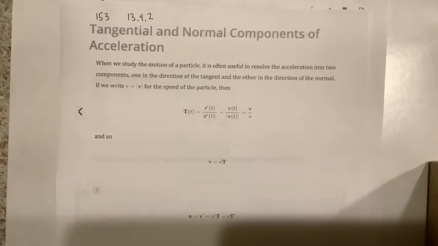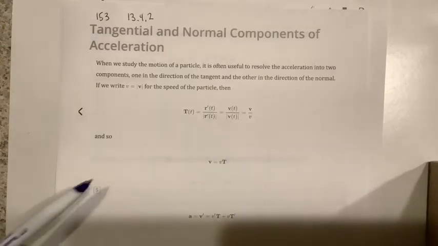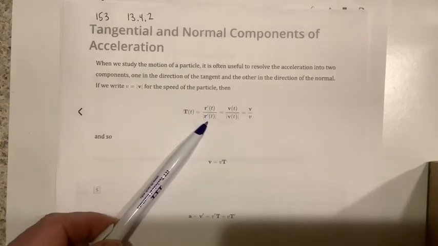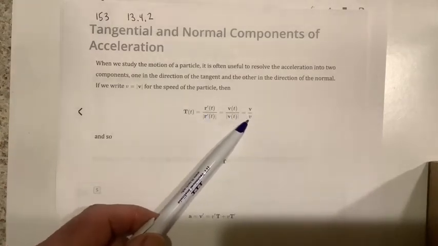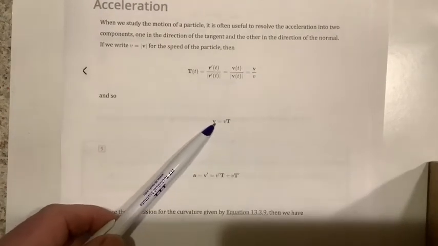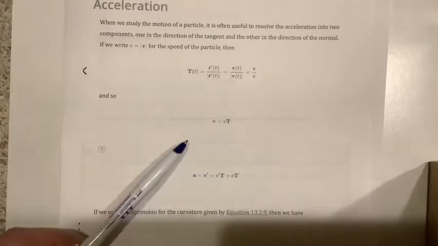So let's start off with this. We're going to look at the components of the acceleration vector and try to write them in terms of T and N. Okay, here we go. So first of all, the definition of the unit tangent vector is r prime over the magnitude of r prime, which is just the velocity vector over the speed, right? So if you solve it for the velocity vector, you get the velocity vector is the speed times the unit tangent vector.